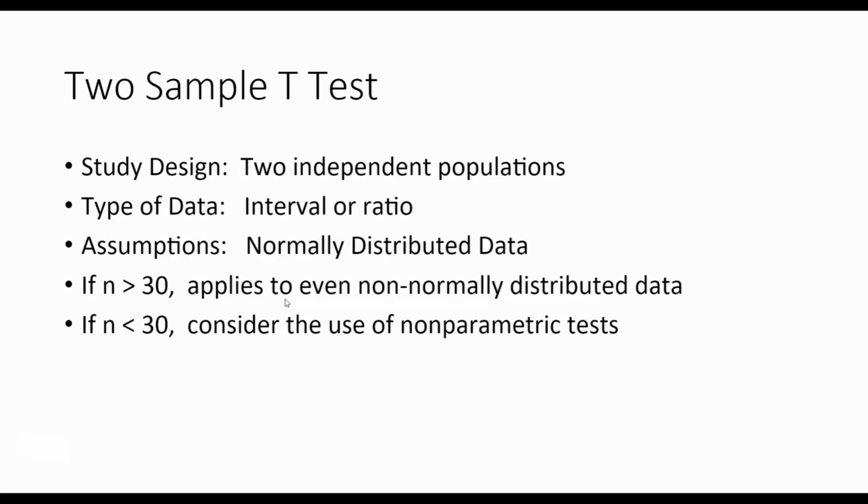However, if the sample size is large, for example, n is greater than 30, then the two-sample t-test applies to even non-normally distributed data. And when the sample size is small, such as n less than 30, we should consider the use of non-parametric tests.